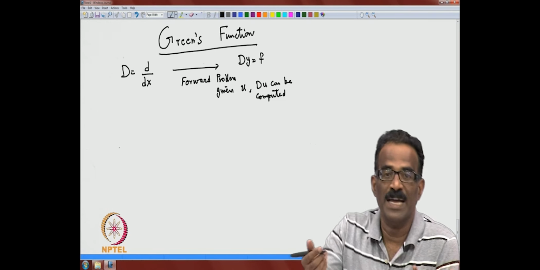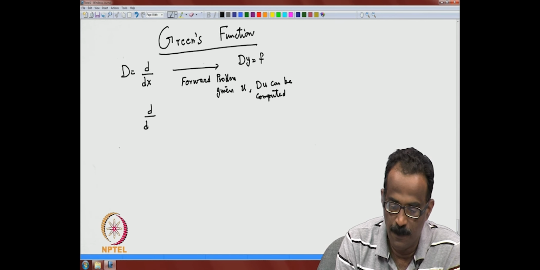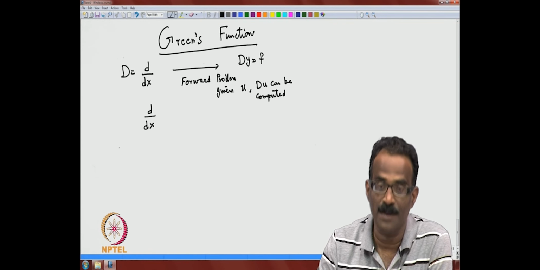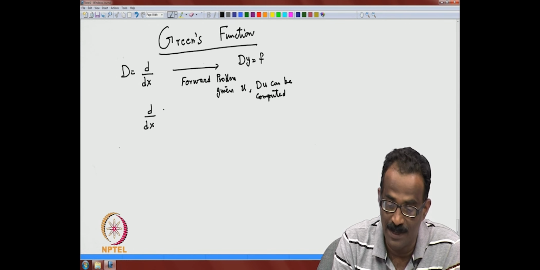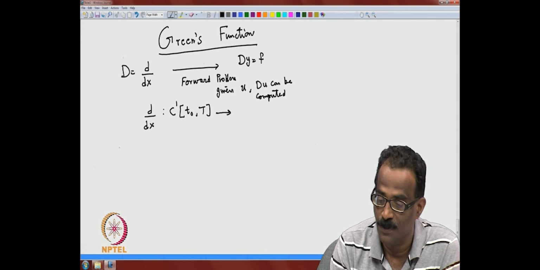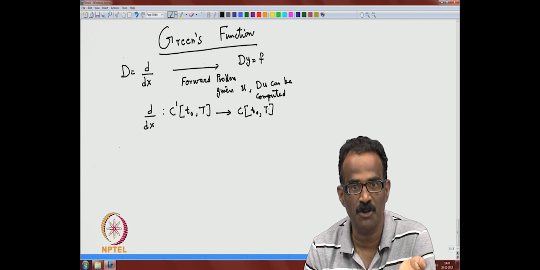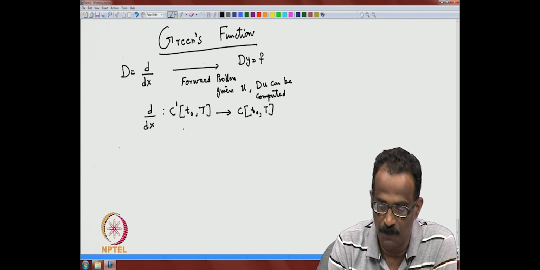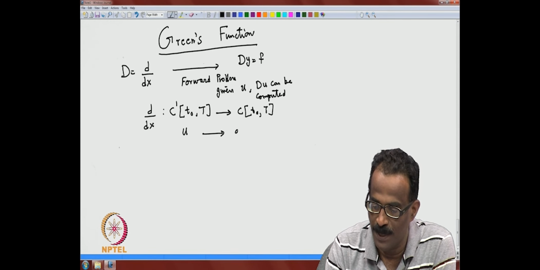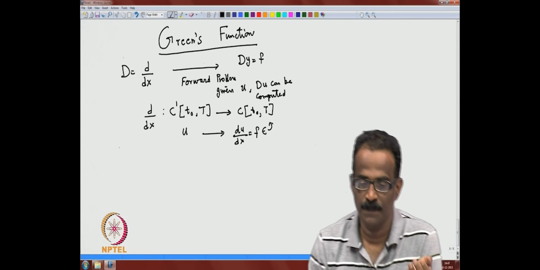So you can think that d by dx is a mapping. As I said, this is for motivation; one can make it precisely defined. For example, you can say it is a function from C1 of some interval t naught to t, going to C of t naught to t. You take a continuously differentiable function and differentiate it. So if you take u here, your du by dx equal to f belongs to here.